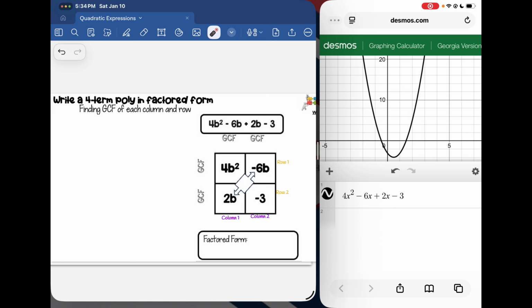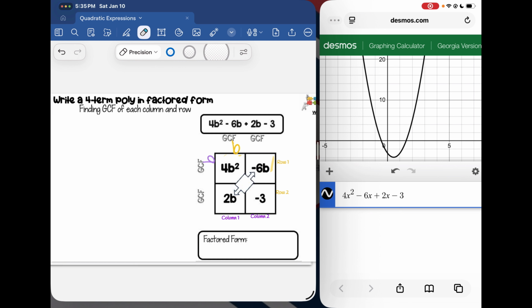The goal is to find the common number of the coefficients and the letters from each row and each column. Let's look at the first row, and I will highlight it just to keep us all focused on the same thing. So I'm looking at this row, which means I'm looking at the 4b squared term and the negative 6b. The first thing I like to do is look at the letters. If I imagine that the 4 is not here and it's just a b squared, what 2 things can I multiply right here that would give me b squared? And if we look at our previous examples, hopefully you said a b and a b.